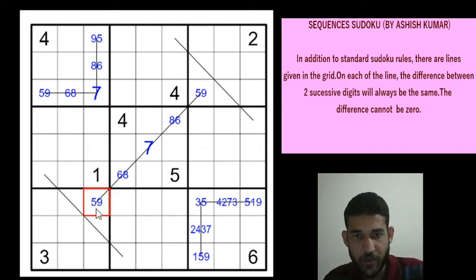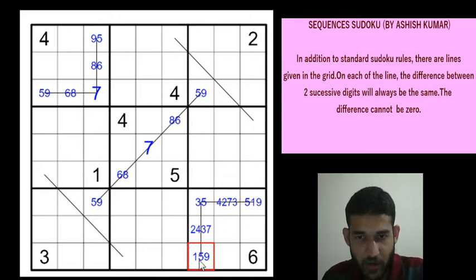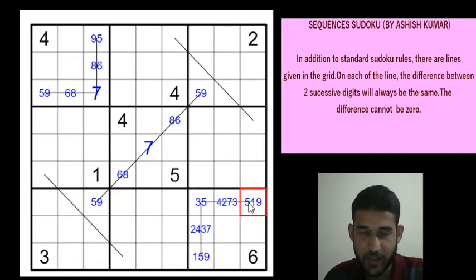Now you can use the similar logic that we used to deduce that this is having a common difference of 1. Look at this 5, 9 here. Can you have a common difference of 2 in this line? So what happens if you start from here? 1, 3, 5, 7 and 9. So 5 and 9 if you put here, that will choke off all possibilities from row 7 column 3. So you cannot have 1, 3, 5, 7, 9 in this direction.